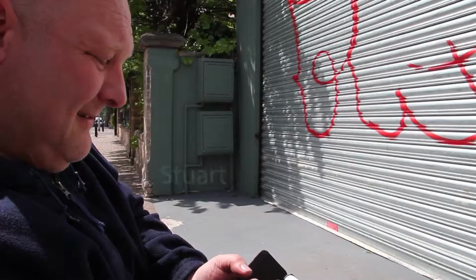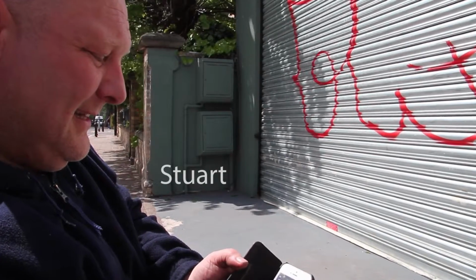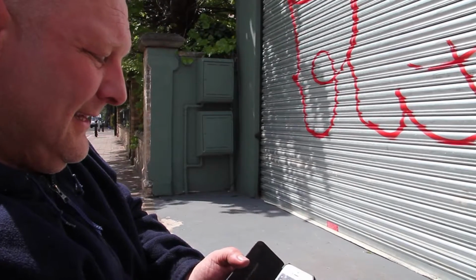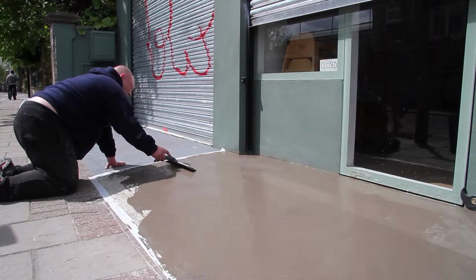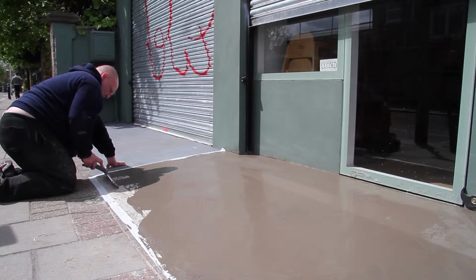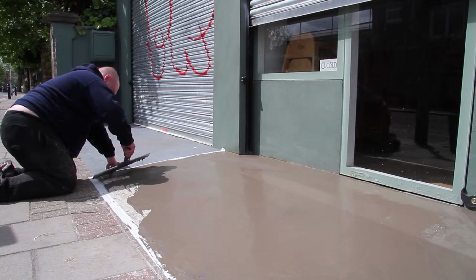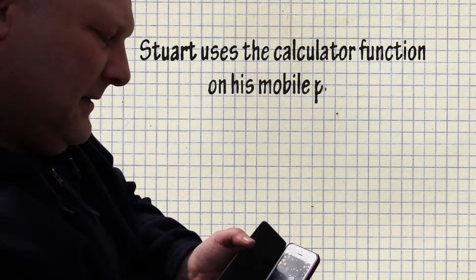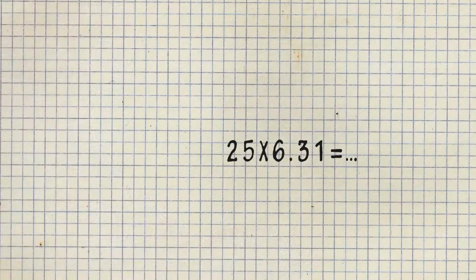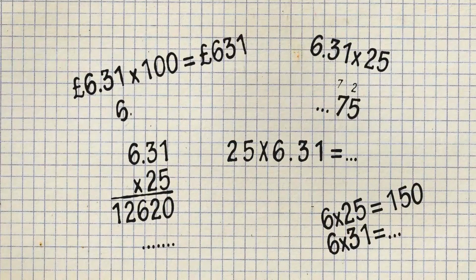Well, I'd go to my utilities, go on the calculator, I'd do £6.31 times 25 hours. And Stuart uses a calculator function on his mobile phone. So which of these is the best method?